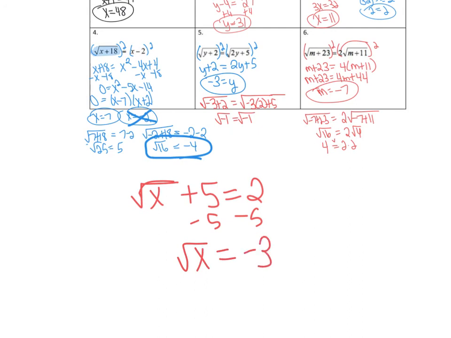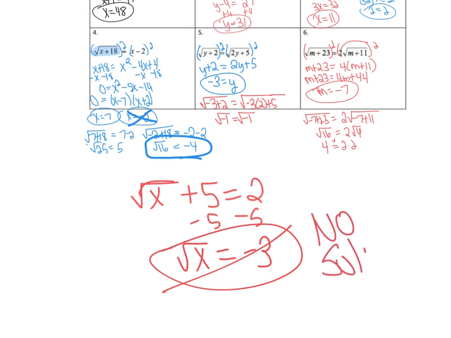Going back to rule number 2 up at the top of the screen, we want the positive principal solution, which means if we have the square root of a number equals a negative, that means that that is not a solution. And in this case, this problem would have no solution because the only answer we got was an answer that doesn't work.